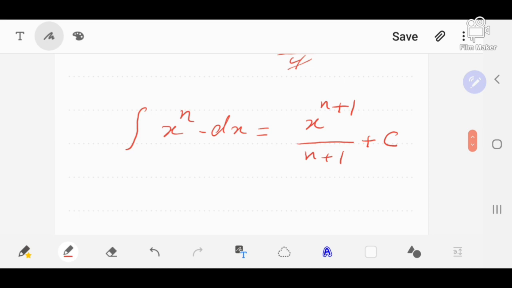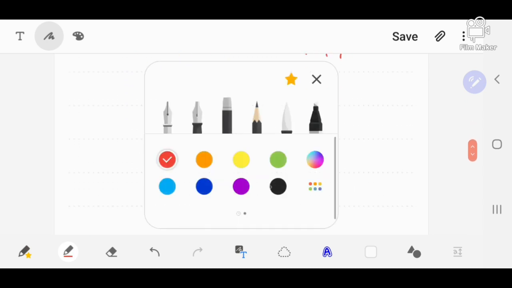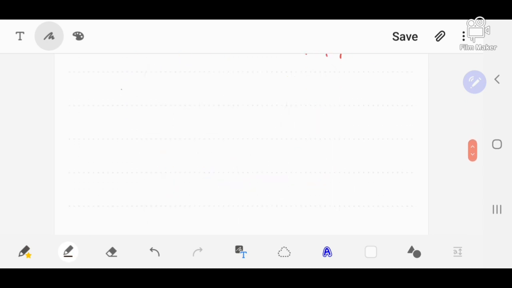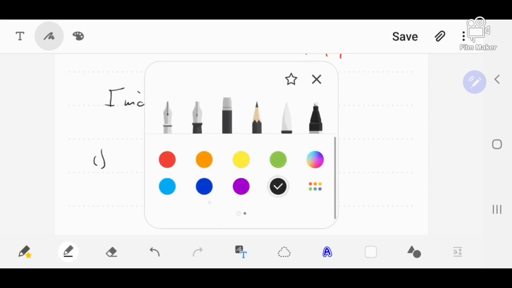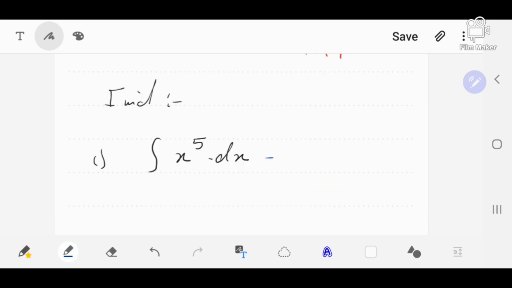So for example, if I said find the following integrations, let's say that I have integration of x to the power of 5 depending on x. What would that be equal to? You would just apply the rule. You just add 1 to the power, divide by the new power, plus a constant c.